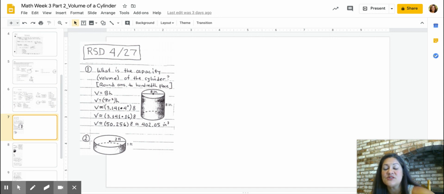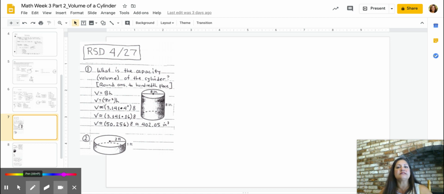And that brings us down to our work. On number 1, our example, it says, what is the capacity or volume of the cylinder? Round the answer to the hundredths place. So that means 2 numbers past the decimal to the right.